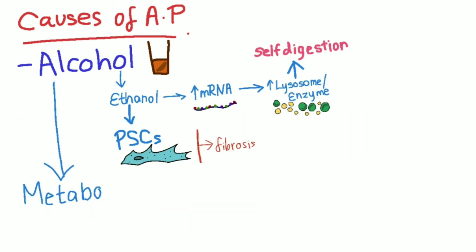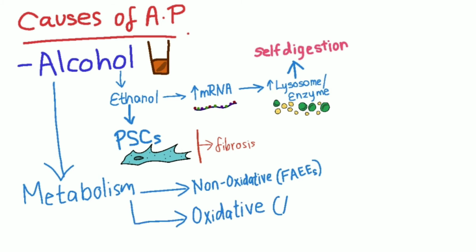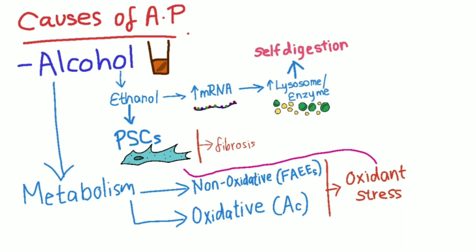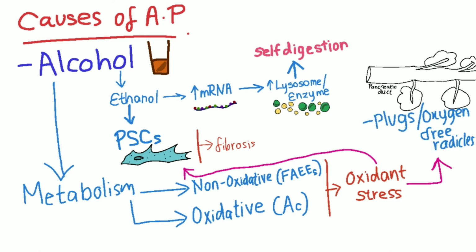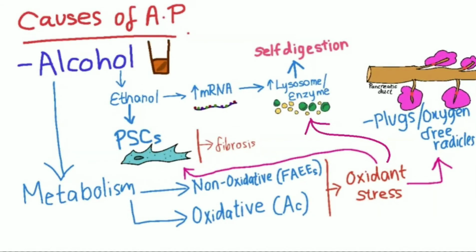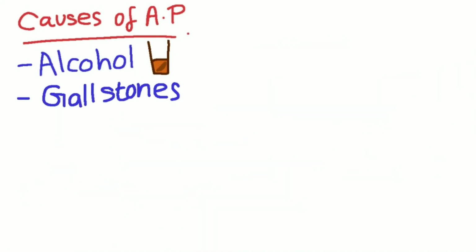The metabolism of ethanol too releases harmful metabolites. They release non-oxidative metabolites, such as fatty acid ethyl esters, and the oxidative metabolite acetaldehyde. Both of these cause oxidative stress, leading to the activation of pancreatic stellate cells again. It also favors the formation of protein plugs and stones in the microtubules. The oxidative stress accounts for the destabilization of zymogens and lysosomes, again increasing the chance of fusion between the two.